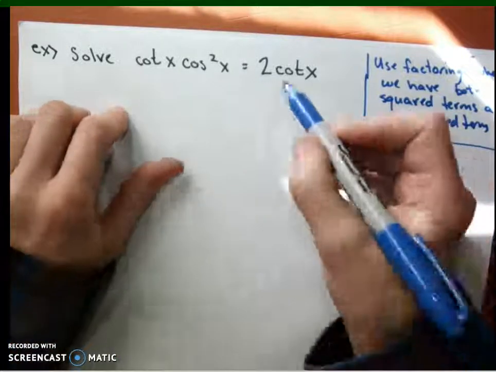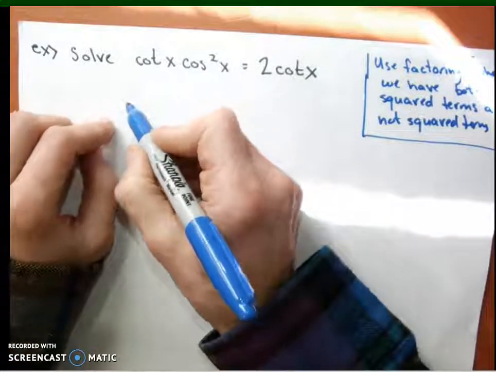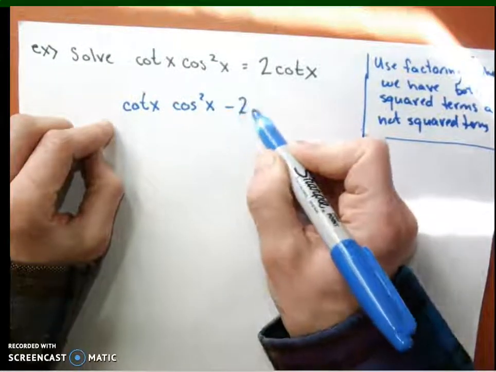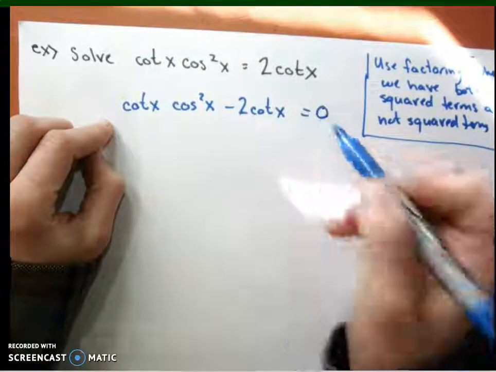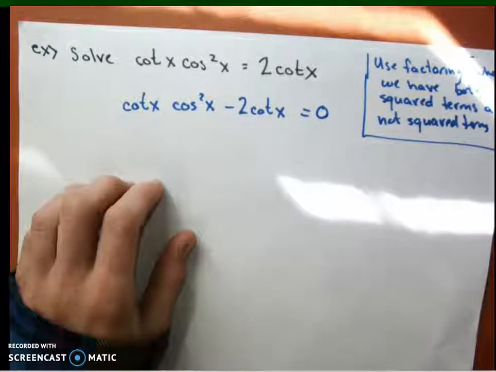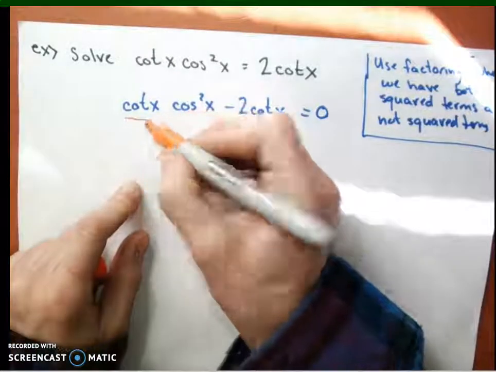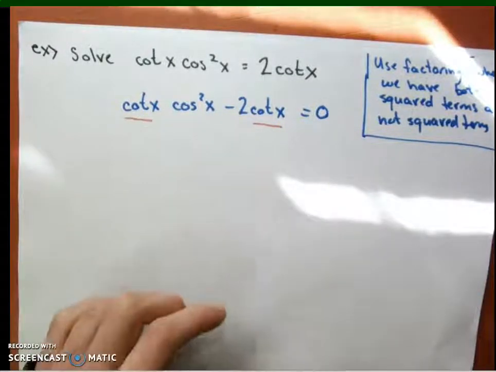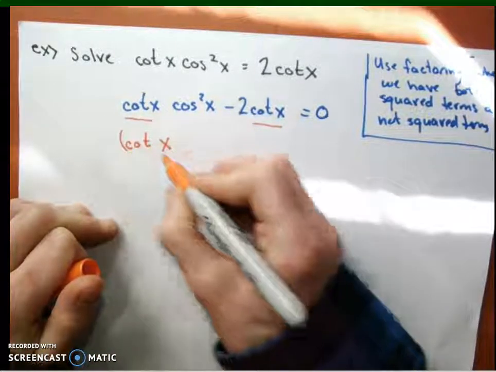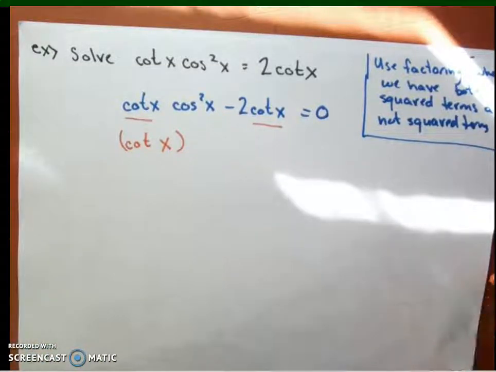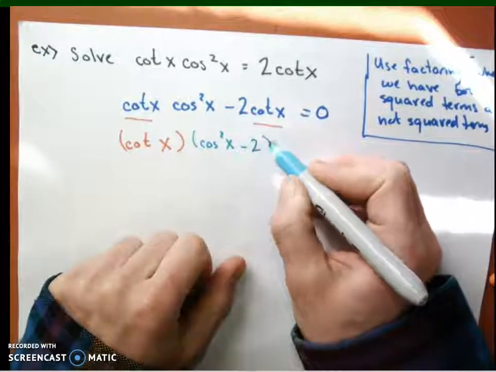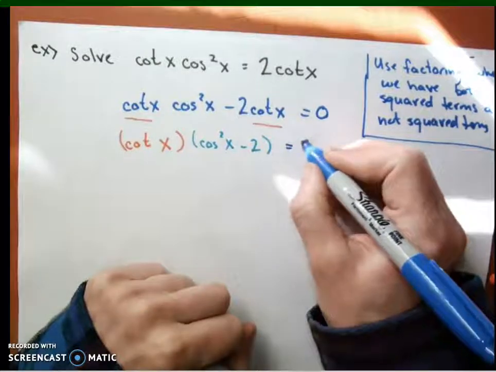So in order to factor this, I'll first bring the cotan over. So I have cotan x times cosine squared x, minus 2 cotan x equals 0. In order to factor, I always need to have it equal to 0 on one side. So now, to factor, I'm going to pull out a common factor. There's a cotan in each of these terms. So if I pull the cotan of x out, then from the first term, I'll be left with cos squared x, and from the second, I'll be left with minus 2, and this equals 0.